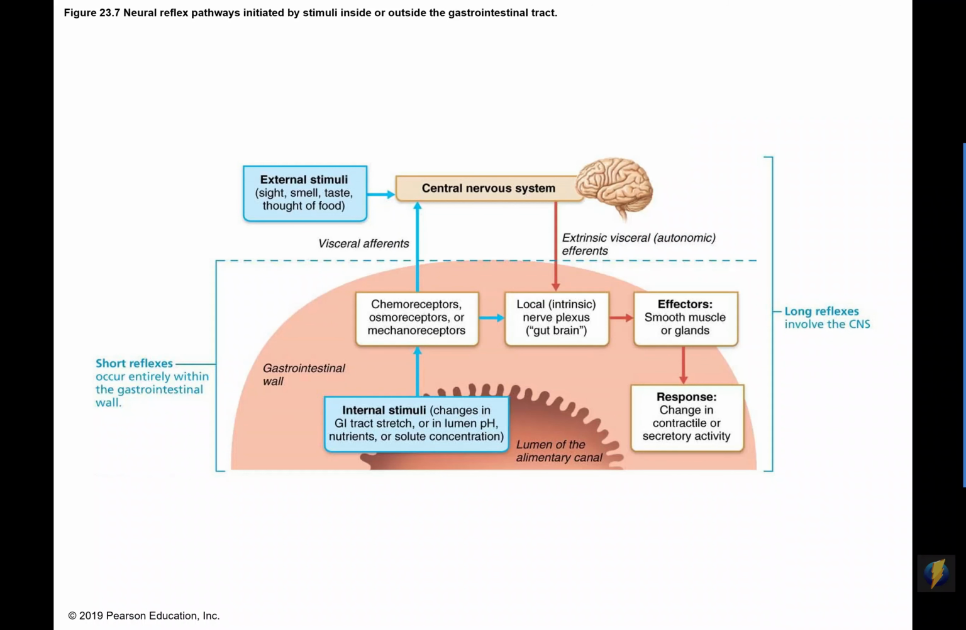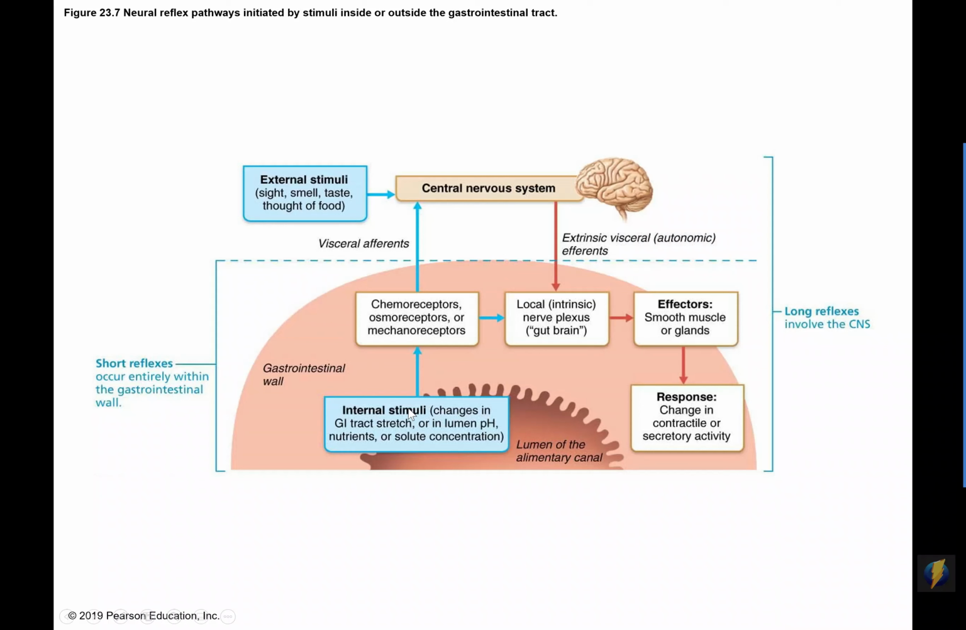So you can see here, if we look at some of the stimuli that might trigger a short reflex, so let's say maybe there's a little stretch in the GI tract as it fills with food. Maybe the pH of the fluid inside the lumen of the organ might change, particularly if we eat something acidic or fat, which tends to break down into fatty acids. Or maybe we just sense that we've got some food in our stomach. We've got some sort of nutrient in our stomach or intestines, some sort of change in solute concentration.